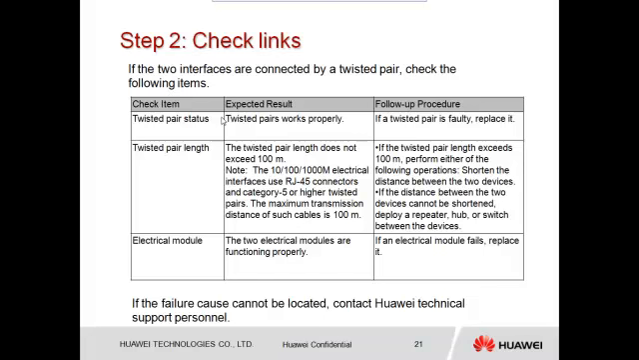Next, electrical module. We want the two electrical modules to function properly. But if an electrical module fails, replace it. So after this, if the failure cause cannot be located, contact Huawei technical support personnel.